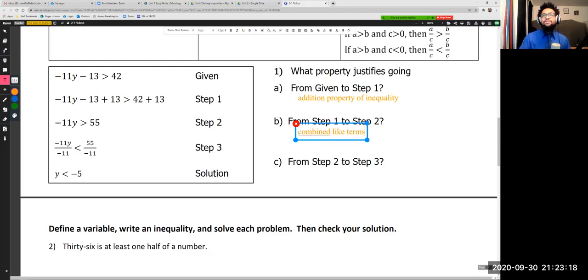And then if we look at from step 2 to step 3, what property justifies that? If we look at it, we see that this negative 11y is being divided by negative 11. Then we see it happening on the other side as well. So the only property that we have that deals with division is going to be our division property of inequality.